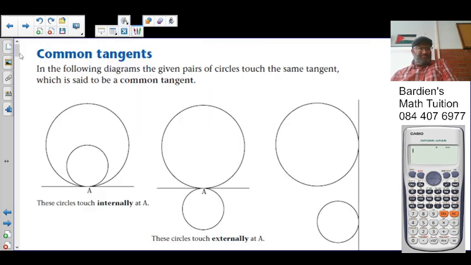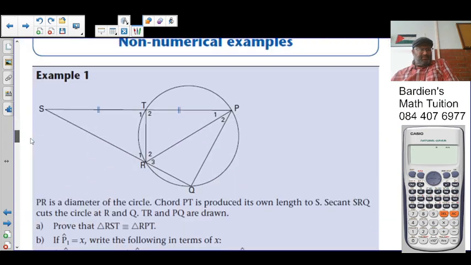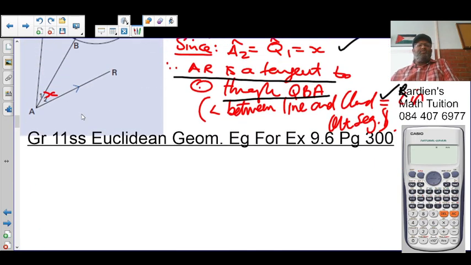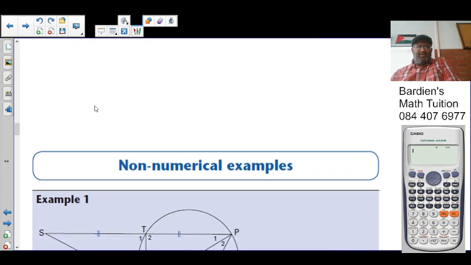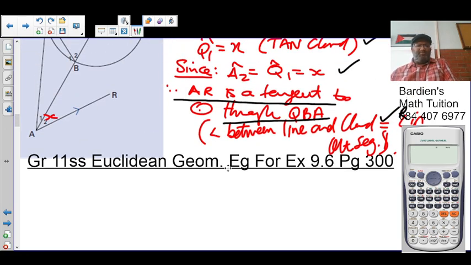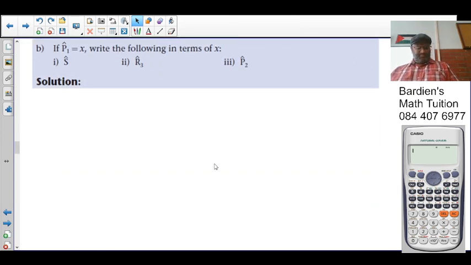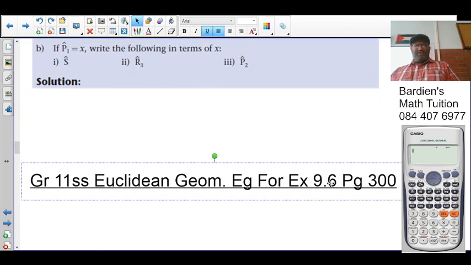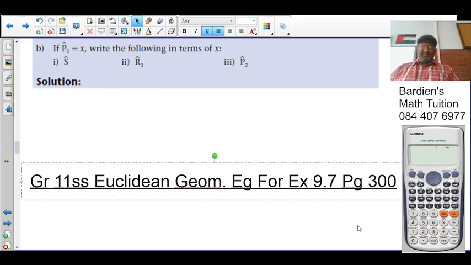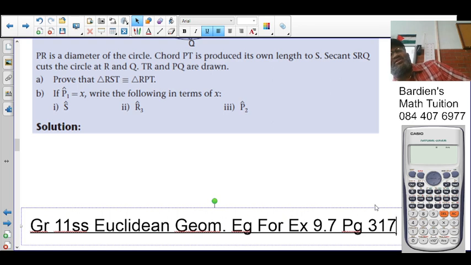Okay, we're going to now look at non-numerical examples. The examples for exercise 9.7 are on page 317. And exercise 9.6 was on page 300.